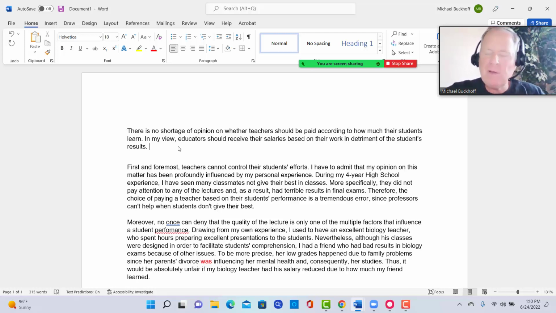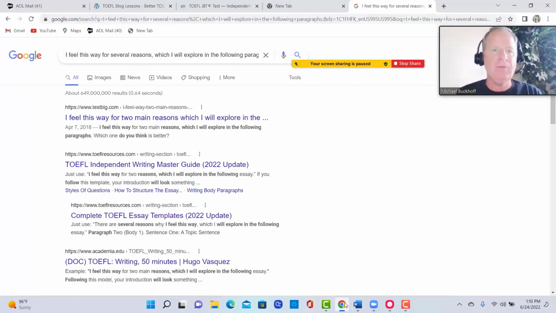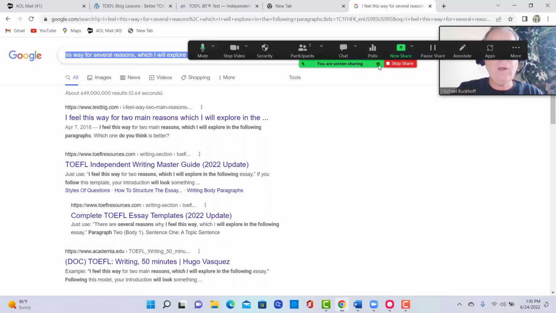So they're going to see these sentences over and over again, and it doesn't make your writing look original. And it also does not give you a clear focus to your ideas. It's not even a good thesis statement for that matter, right? The other problem is this one. Right here, I have to admit that my opinion on this matter has been influenced by, I have seen that sentence many times, right? So let's go here.